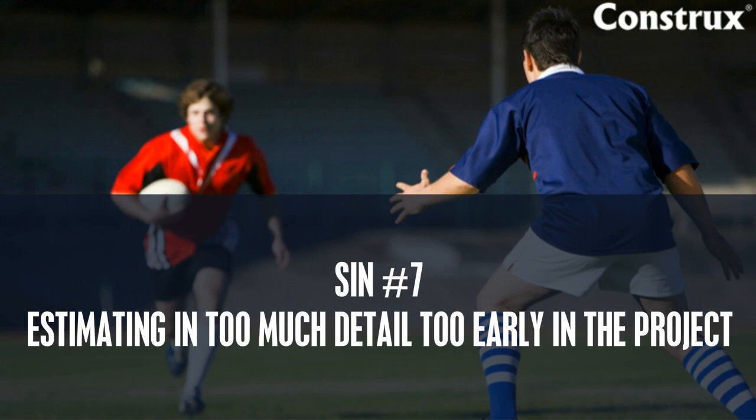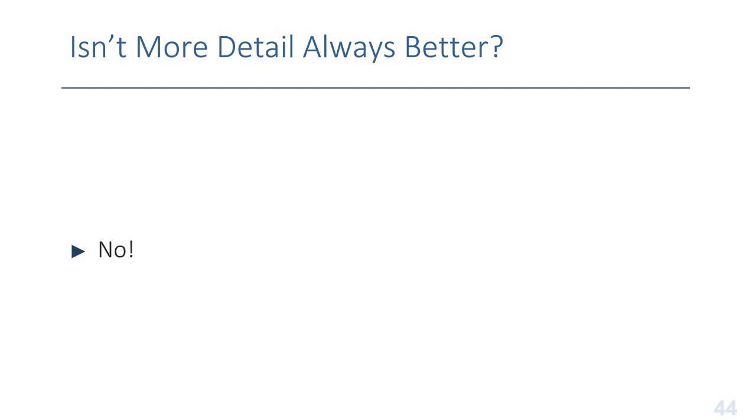Deadly sin number 7 is estimating in too much detail too early in the project. So one of the sins is not estimating enough detail, but another sin is estimating in too much detail sooner than we really should. And so I think technical people who tend to be pretty analytical tend to think that more detail is always better. And from an estimation point of view, this is just not the case. Sometimes less detail is better, and that is certainly true when we're estimating early in the project in the wide part of the cone.